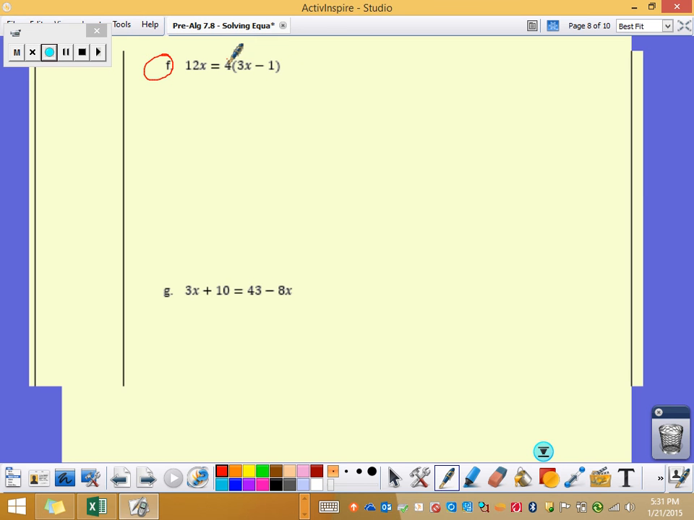All right, so I can see that I have the distributive property on the right side. So I'm going to go ahead and do that now. 12x, I'm just going to leave. And now I have 4 times 3x minus 1 times 4, or 4 times 1, however you want to write it. All right, let's actually do that multiplication. 12x equals 4 times 3x is 12x minus 4 times 1 is 4.